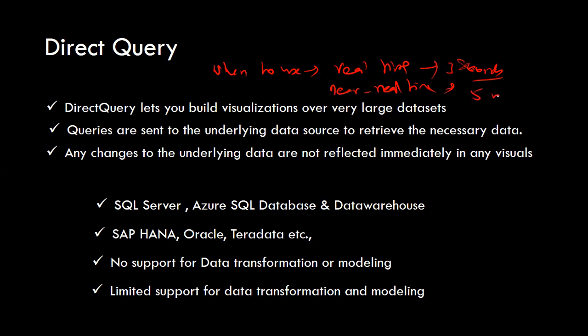Near real time can be 5 minutes, or maybe 1 minute or 2 minutes, somewhat close to real time. But here it is going to be 3 seconds, or here also we can say 60 seconds, 30, 40 seconds. But here it is 3 seconds. So my report, my dashboard should refresh the data and my visuals every 3 seconds.